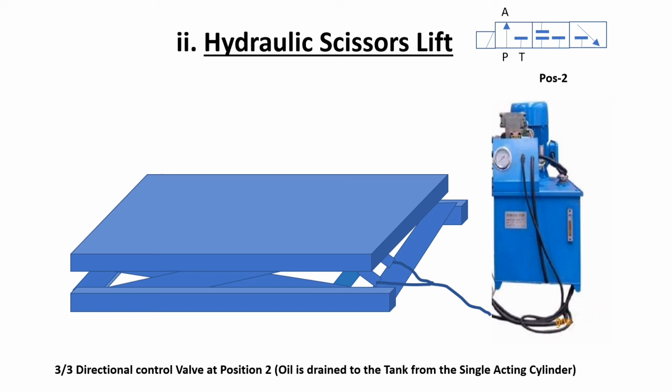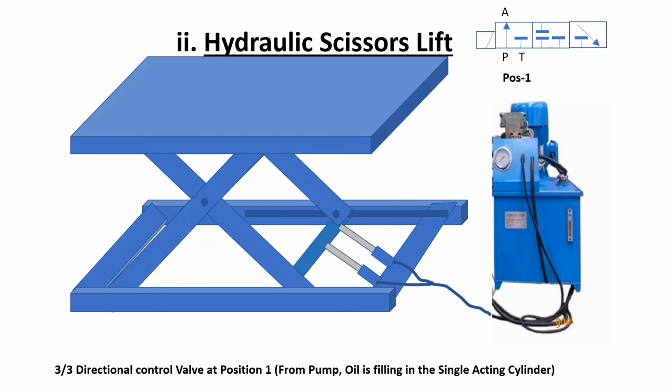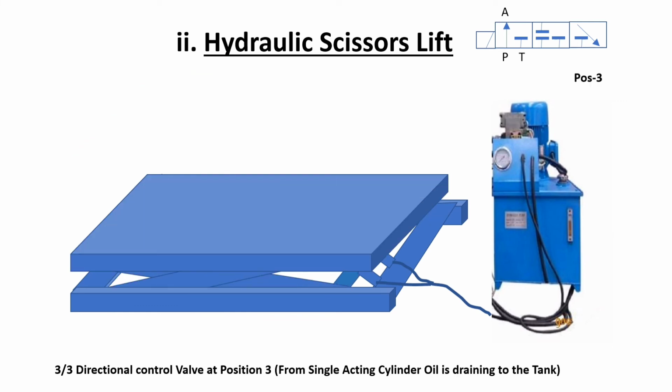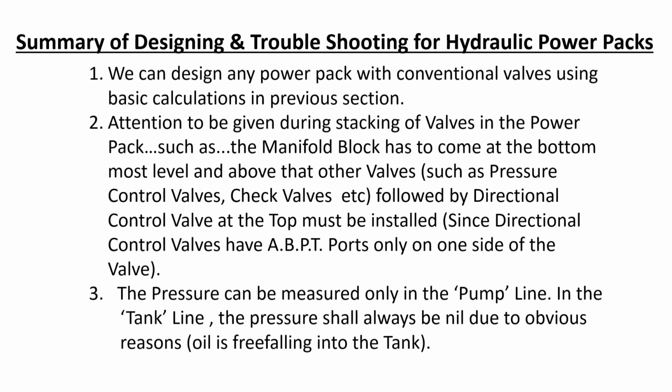Next example will show you a hydraulic scissor lift. Again you can see here we used a 3x3, that means 3 positions and 3 oil galleries, direction control valve. So you can see when it's in position 2 it's lying down, then we move it to position 1, it's up, again up, then position 3 down, again down.